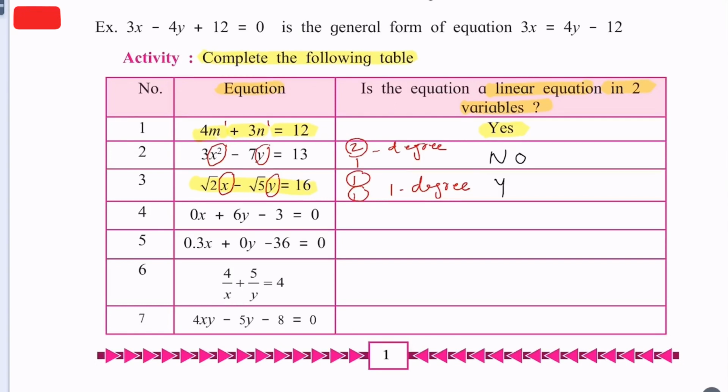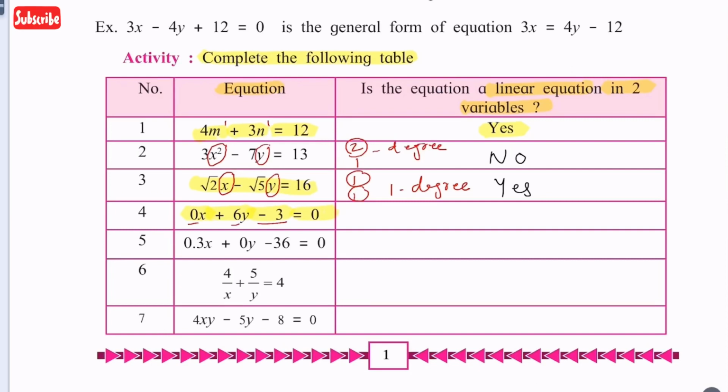So the answer is yes. Next, 0x plus 6y minus 3 equal to 0. Here a is 0, b is 6, c is minus 3.